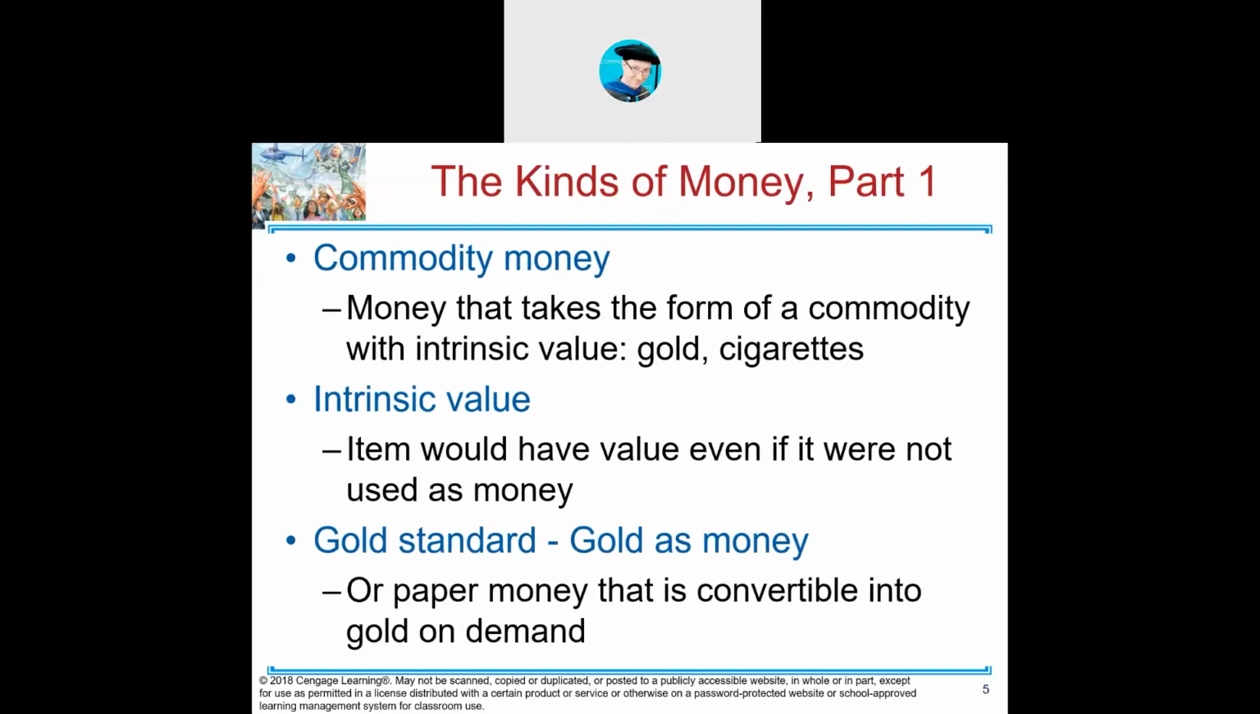Cash can also be considered a commodity. Why is it a commodity? Because I can exchange that cash for other things of value.